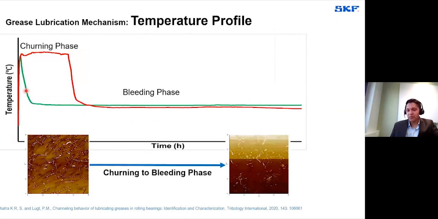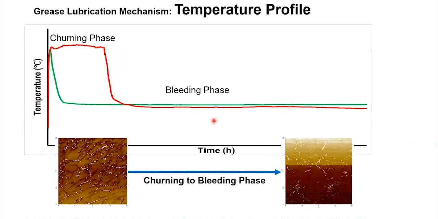So when more and more grease is moved away from the contact towards the reservoirs and the shields, the total viscosity goes down, and the friction torque will also reduce, such that the temperature profile will reach a quasi-steady state. Some greases can do that very fast, in a short period of time, and some greases will take a long period of time to reach a quasi-steady state of temperature. So that means during the bleeding phase you have a constant, stationary temperature.